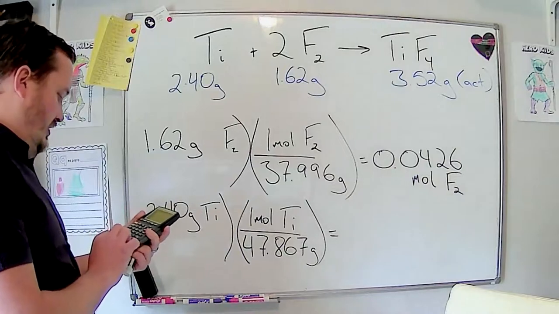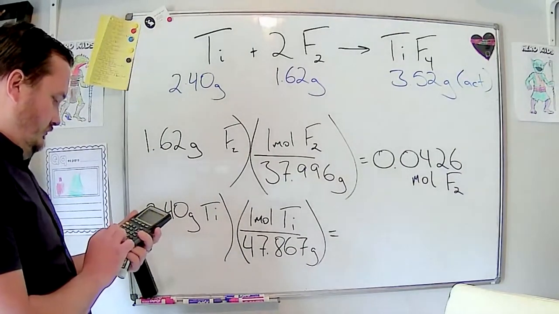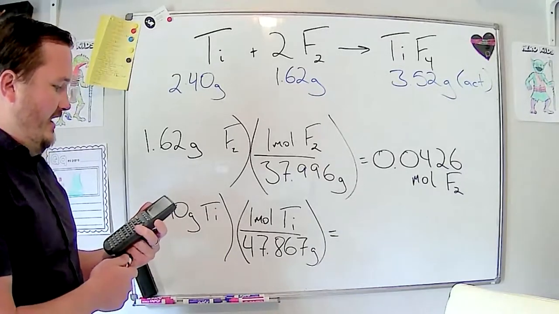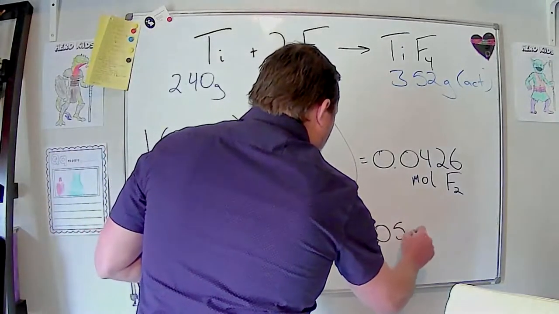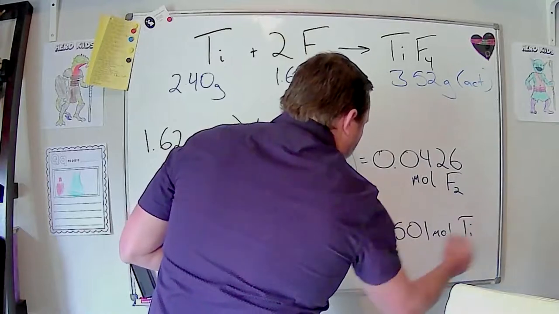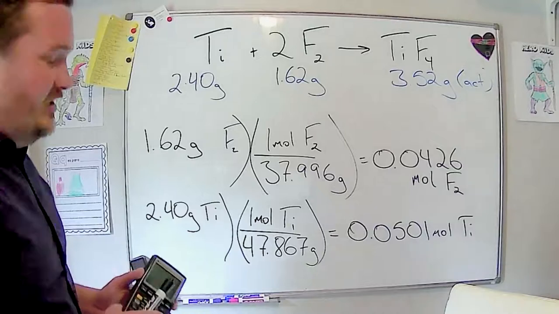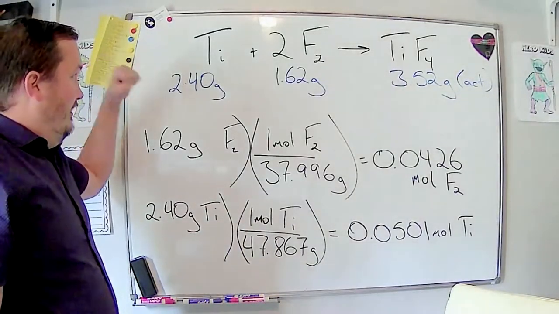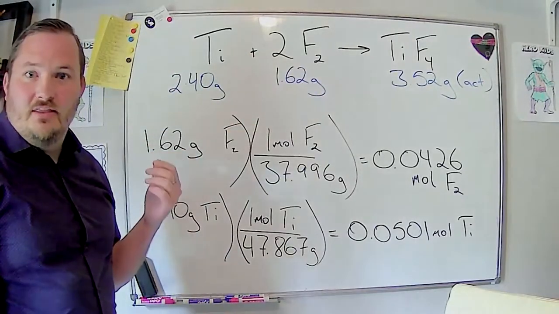And we do the same for titanium. It's 0.0501. Right, so that's where we're going to start with this. Once we do that, the way that I like to organize things is just underneath the mass for each of these, I just write the number of moles right underneath it.